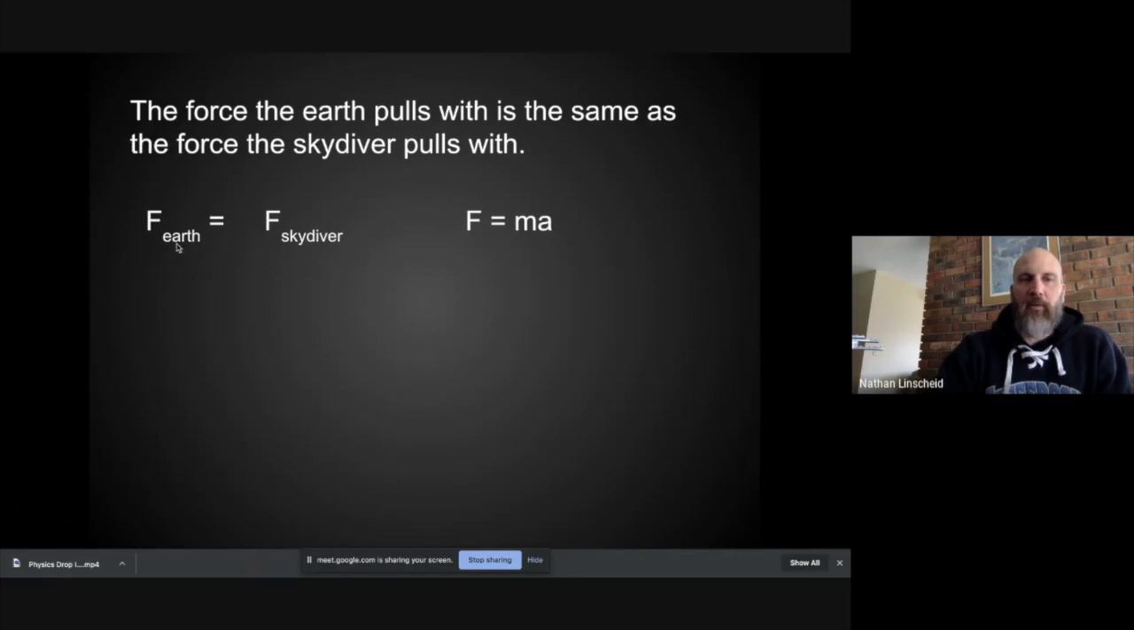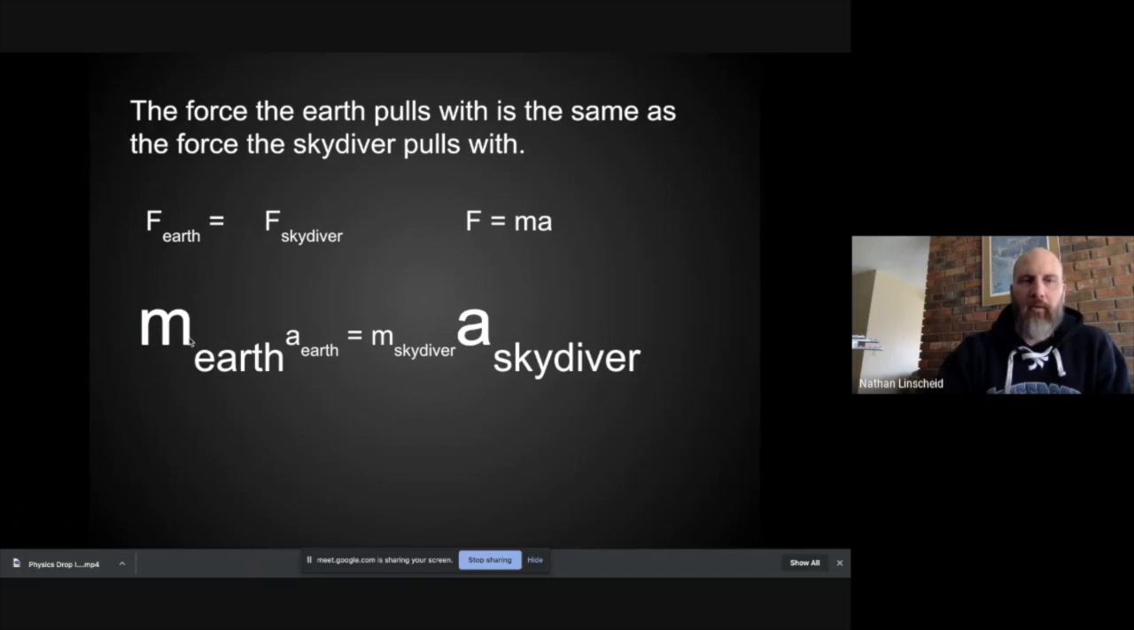So the force the Earth exerts on the skydiver is this, and what the skydiver exerts on the Earth is this, or vice versa. I don't remember which one I did. Here we go. Yeah, so the skydiver is pulling on the Earth, which has a giant mass, and therefore it's going to have a tiny acceleration. The skydiver has a tiny mass, so a huge acceleration, relatively. Again, the acceleration of the Earth is on the order of 10 to the minus 23rd, maybe times 10 to the minus 22nd meters per second squared. Again, for all practical purposes, it's zero.